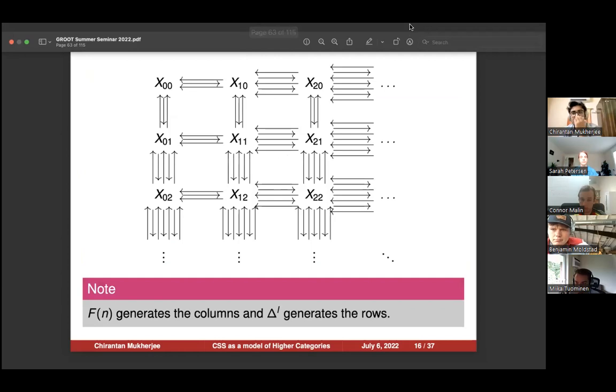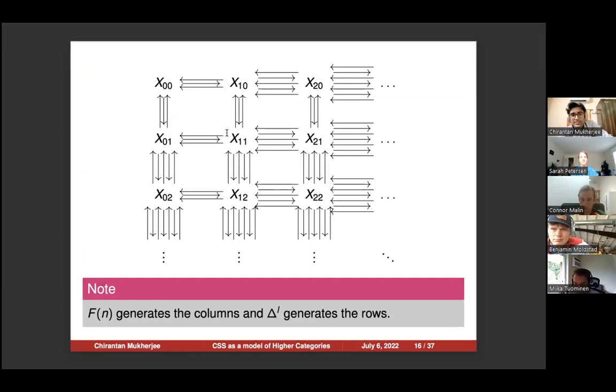A simplicial space looks something like this, where X_00, X_11, X_02, that is every X_ij denotes sets, and the columns and the rows denote simplicial sets. That is, the first column is one simplicial set, the second column is another simplicial set, and so on and so forth, where each of these columns are generated by F_n, while the rows are generated by Δ^L. So the entire simplicial space is generated by the product of F_n and Δ^L.